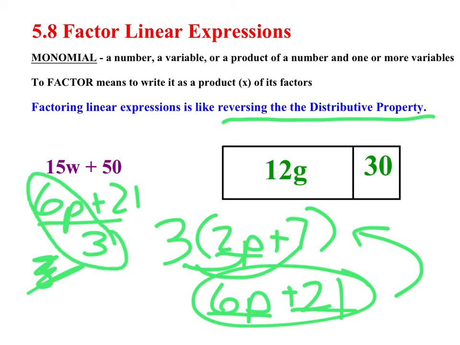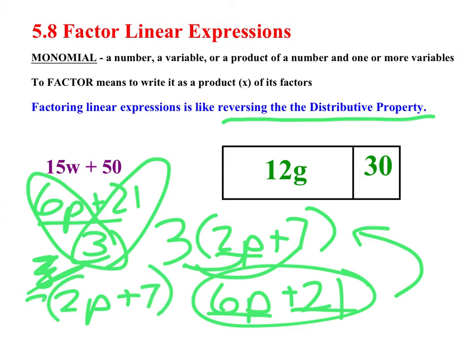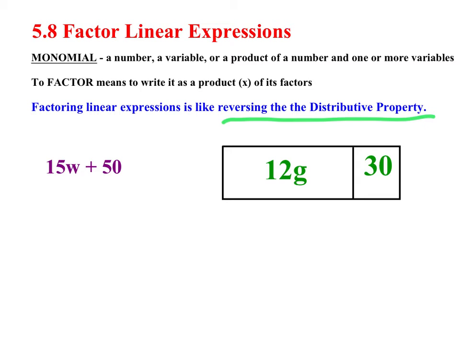Divide this piece by 3, and I get 2p. Divide this piece by 3, and I get 7. And then remember to put it in parentheses and put what you divided out, which is the 3. And notice it reversed it right back to 3 times the quantity 2p plus 7. So let's try that here.